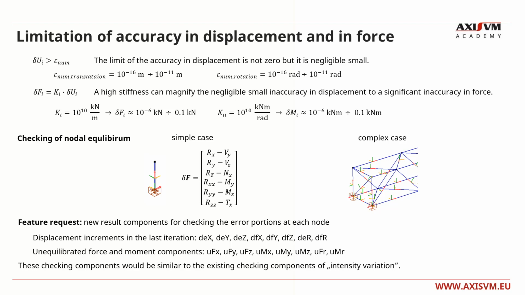Therefore, now we suggest ourselves a feature request of some new checking result components: displacement increments in the last iteration and unequilibrated force components. These would be similar to the existing result components of intensity variation, which are for post-checking of the surface mesh size.